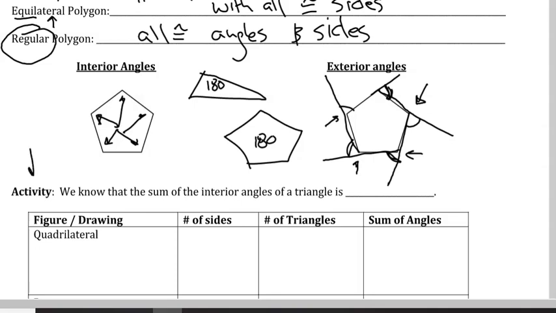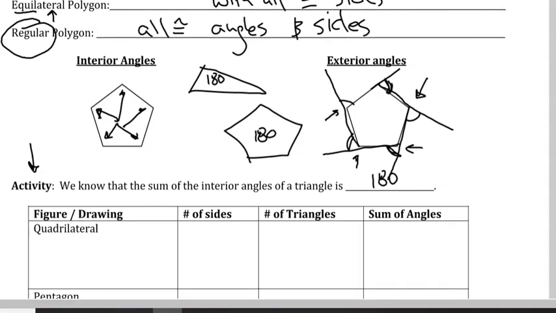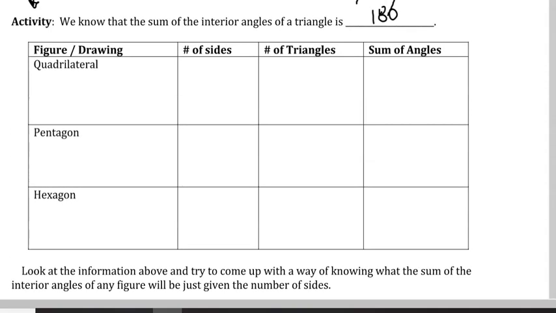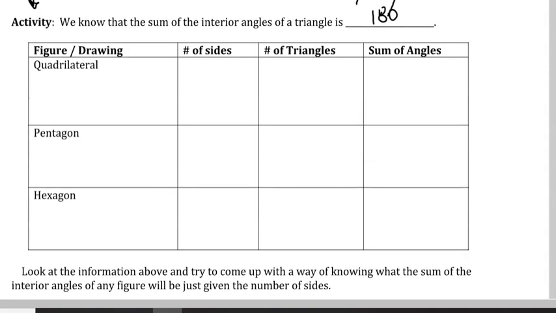Okay, so in our little activity, we know that a triangle is 180 degrees, right? If we look at this chart right here, it says, go ahead and draw a quadrilateral. Quadrilateral means 4 sides. There's a 4-sided figure. Then it says draw a 5-sided figure. There's a 5-sided figure. And then it says hexagon. Hexagon has 6 sides.